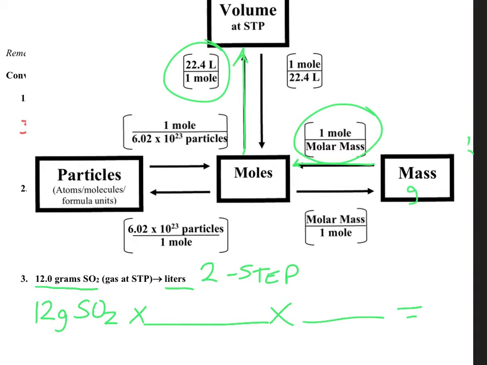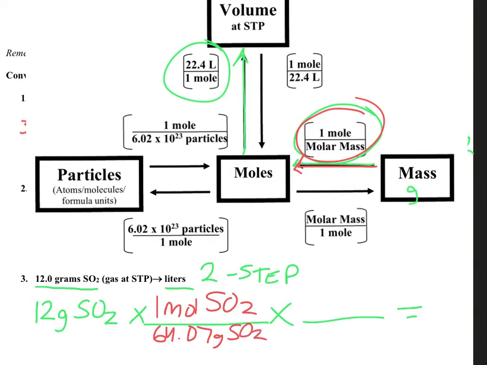Perfect. Step 1, go from mass island to mole island. It says 1 mole over molar mass, so that's what I'm going to do. 1 mole of SO2 over the molar mass of SO2. When I added up 1 sulfur and 2 oxygens, I ended up with about 64.07 grams of SO2 for every 1 mole. That is what I get my molar mass for.